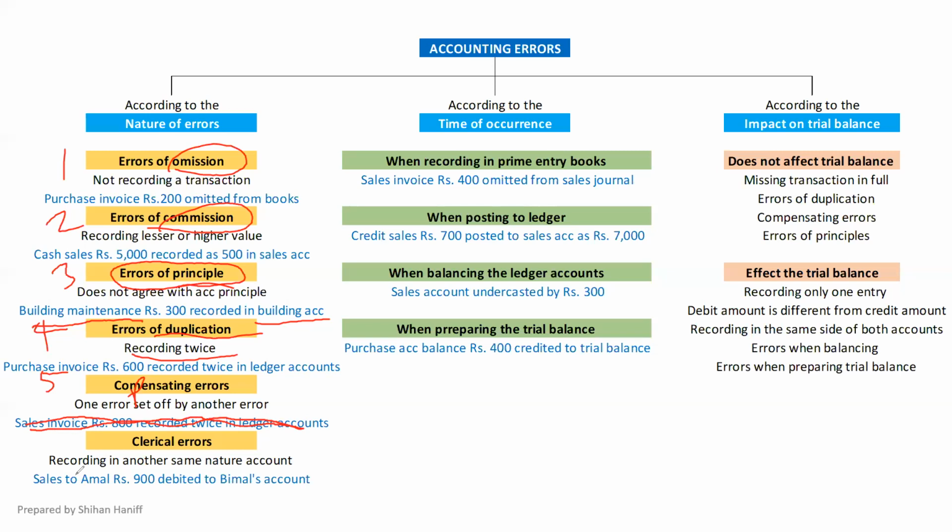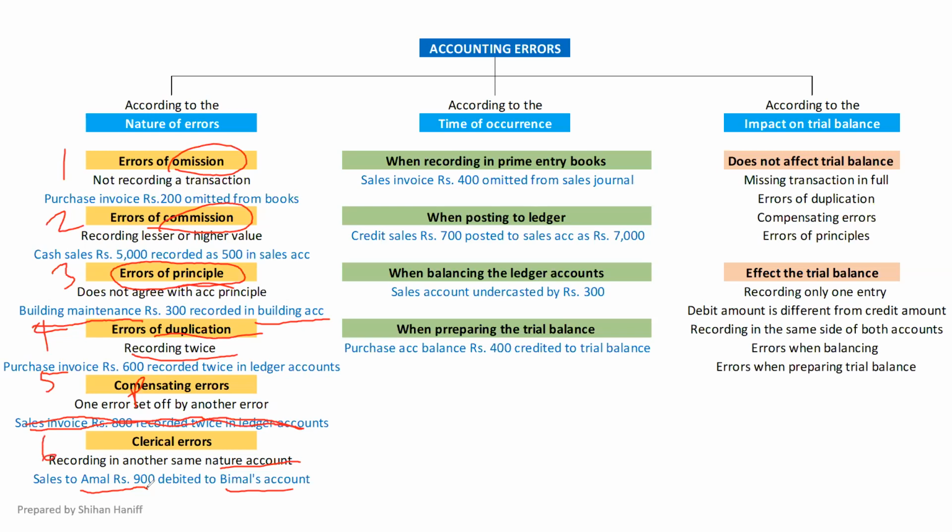Clerical errors: recording in another account of the same nature. Like sales to Amal debited to Bimal's account. Amal and Bimal are both debtors, so only the name is different. Clerical errors.